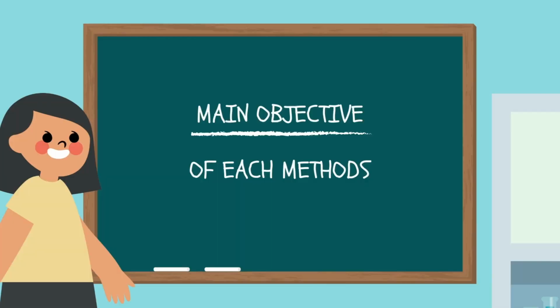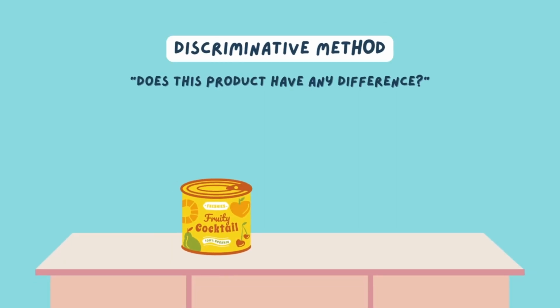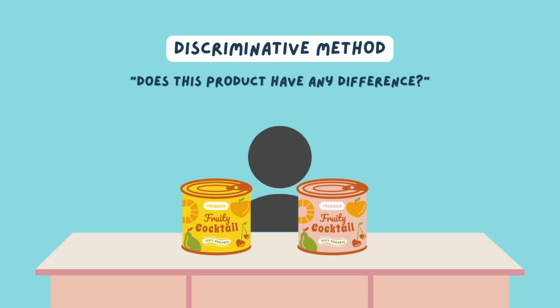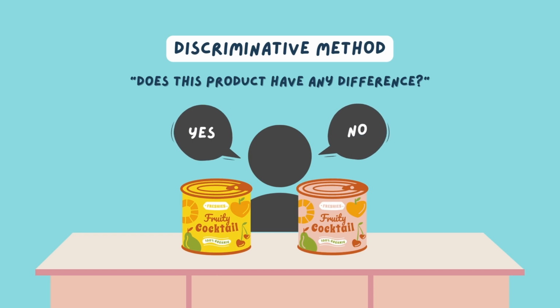Furthermore, we can also see the difference between these three testing methods based on their main objective. In the discrimination method, the main objective is to be able to answer the simple question, does this product have any difference? The product being analyzed will be compared with one or some other products. Panelists will have to answer several questions about product differences with a simple answer, yes or no. The answer from each panelist will then be analyzed statistically to obtain valid data.